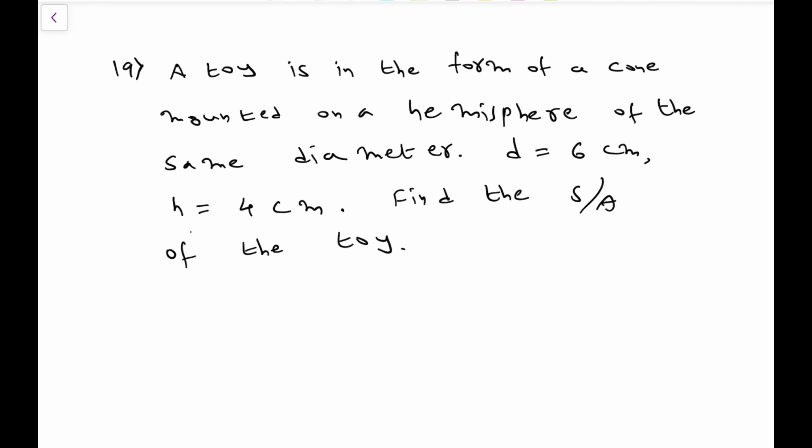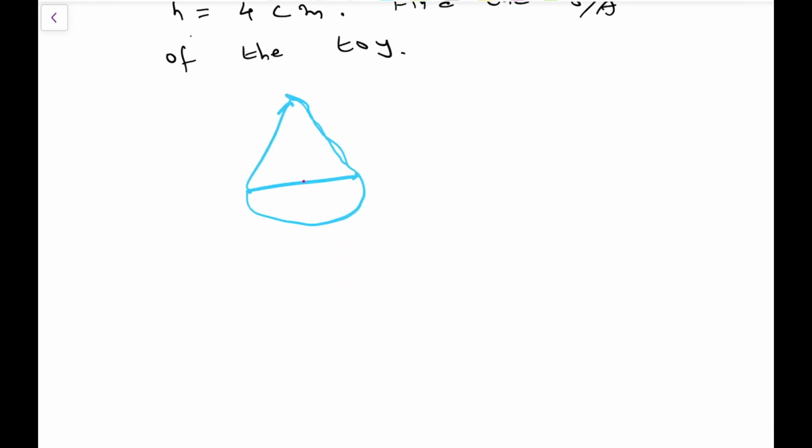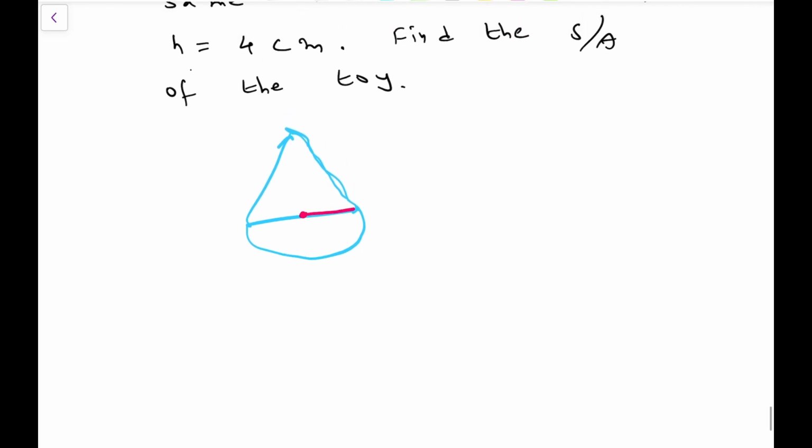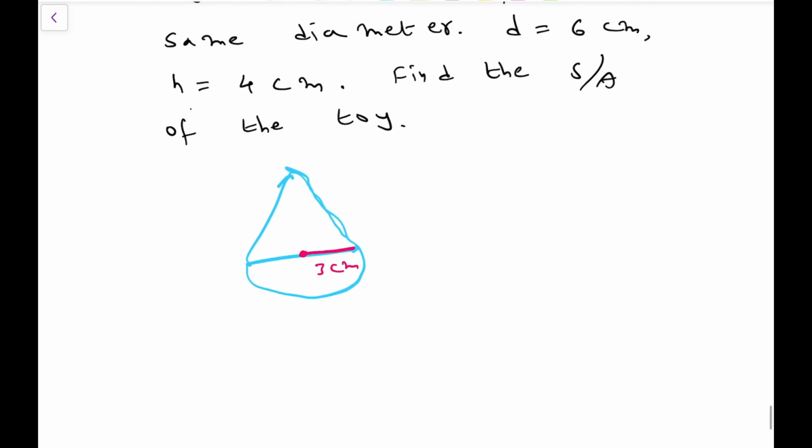Next, a toy is in the form of a cone mounted on a hemisphere. So we have one hemisphere, upon that hemisphere one cone, of the same diameter, and diameter is given as 6 centimeter. So from here to here it will be radius, right? Then diameter is 6 means radius will be 3 centimeter. Next, this height is given as 4 centimeter.